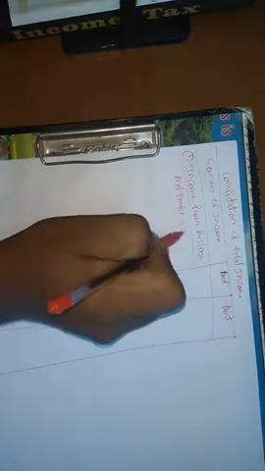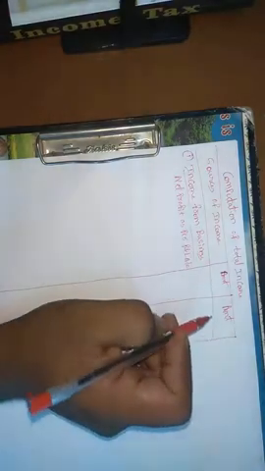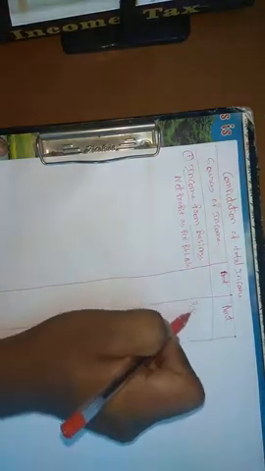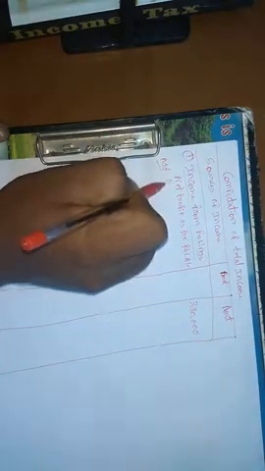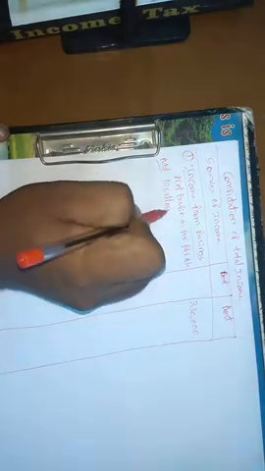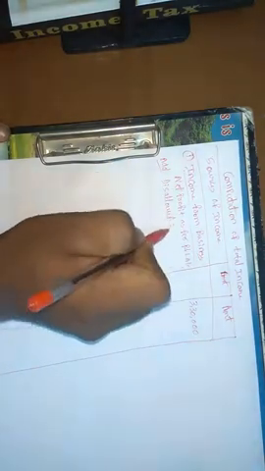Under this, net profit as per P&L account. We need to see the net profit as per P&L account. This is given in the problem, that is 3,30,000. If you see the problem, you will understand the net profit is already given. Now add disallowed expenses. The disallowed expenses given in the problem should be added.